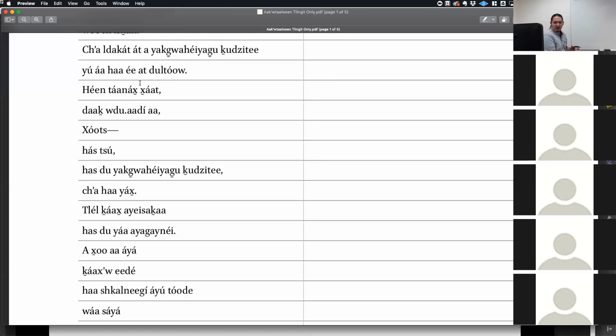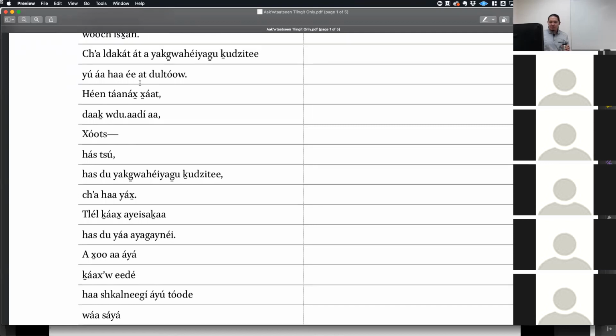Hin tanakhat, it's fish through the water. Oh, okay. Or in the water, yeah. Yeah, the jumping part would be a little bit different.